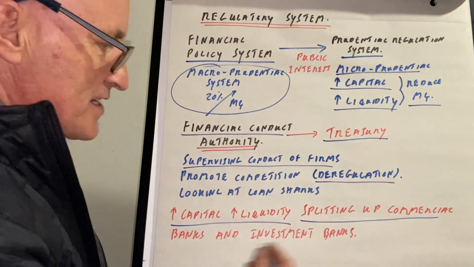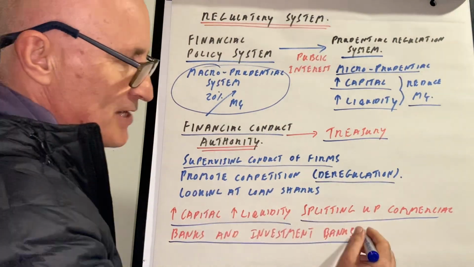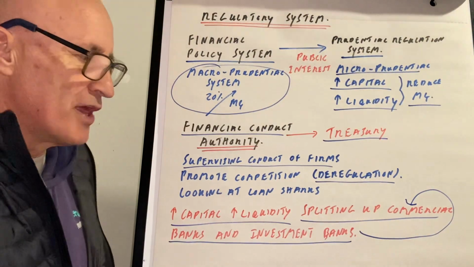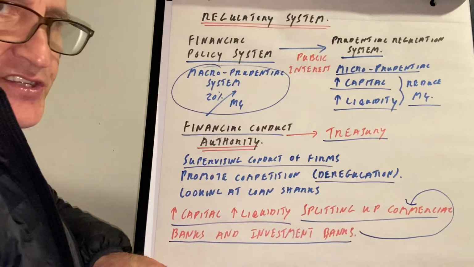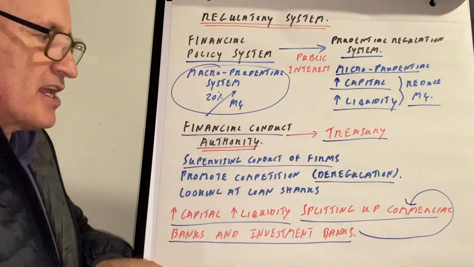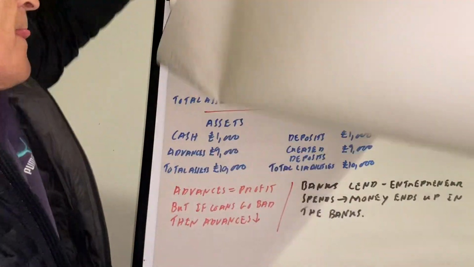Splitting up commercial banks and investment banks. Okay, so this was also done. What the investment banks were doing was taking customer deposits and then speculating with their money. So this created a less safe banking system. So in 2019, banks had to split up between commercial banks and investment banks.